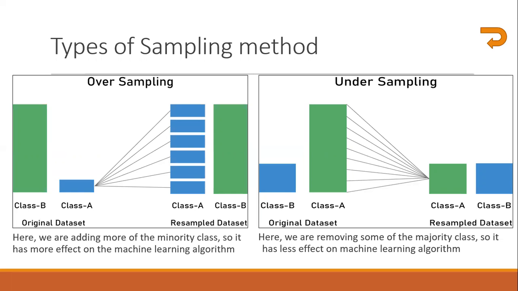Another sampling method is undersampling. Here, we are removing some of the majority class, so it has less effect on the machine learning algorithm. As we can appreciate in the diagram, the data from class A has been reduced to match class B. The main advantage of undersampling is that it has less storage requirements and also better runtime for analysis. Less data means the business needs less storage and it will take less time to gain valuable insights.